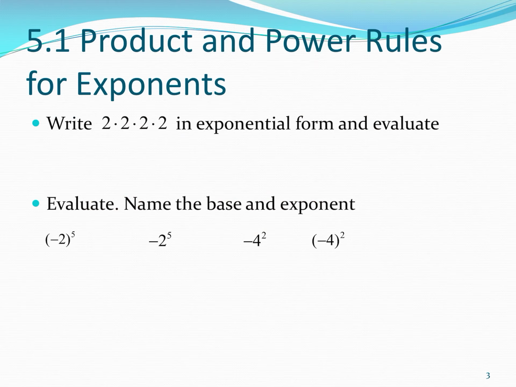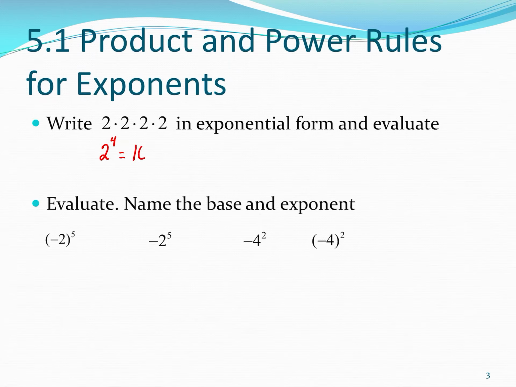Alright, so let's do this. Let's take 2 times 2 times 2 times 2, and let's write that in exponential form and evaluate it. So in exponential form, our base, again, is the number getting multiplied. So this is 2 to a power. And the exponent tells us how many times it's being multiplied. So you can see that it's being multiplied 4 times. So we're going to write this as 2 to the 4th power. And then we need to evaluate it.